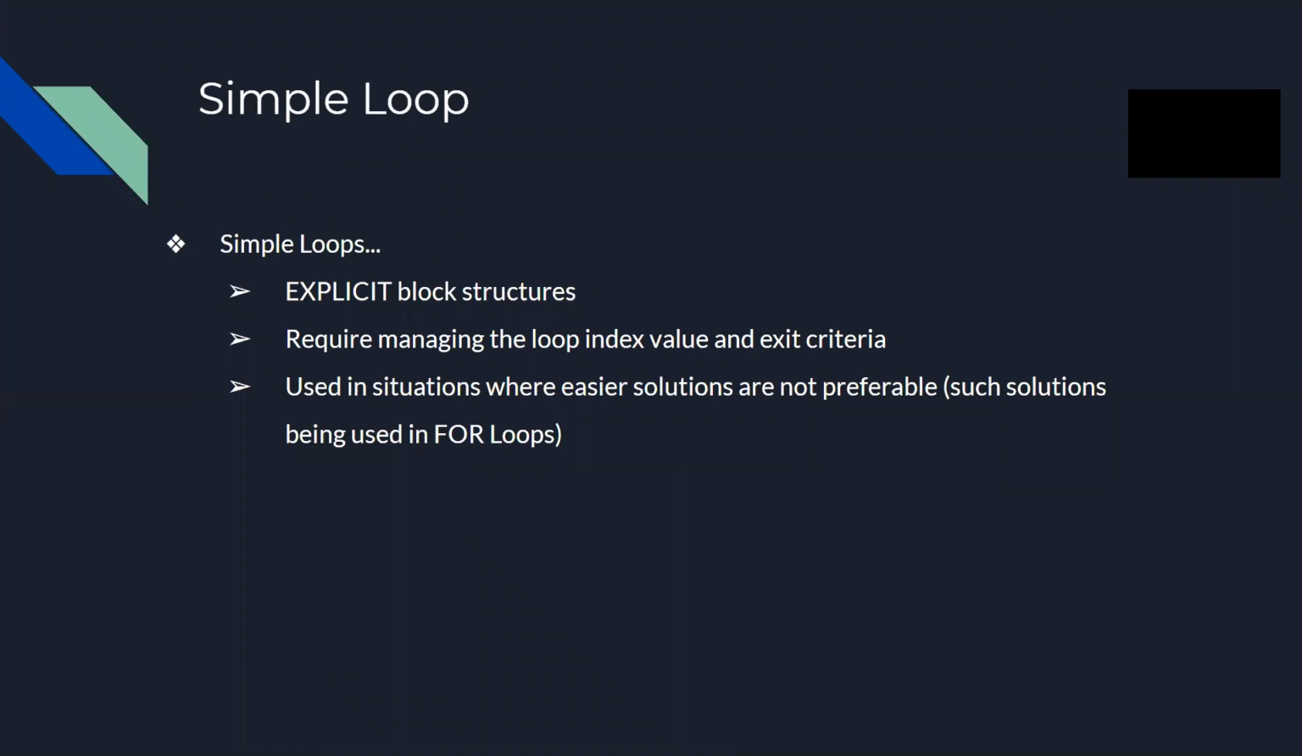These types of loops are explicit block structures, which means they start with a loop reserved word and end with end loop reserved words. This requires that you manage the loop index value and exit criteria, and they are mainly used in situations where easier solutions are not preferable, such solutions being used in for loops.